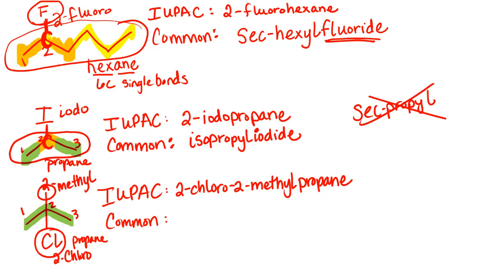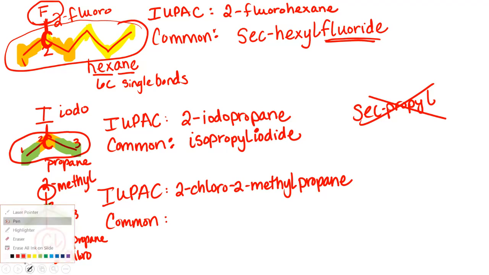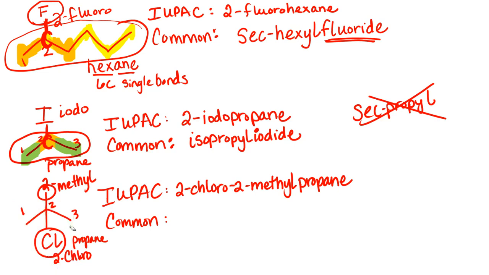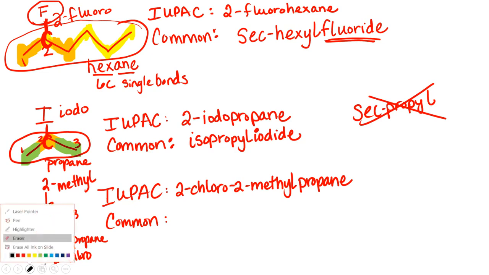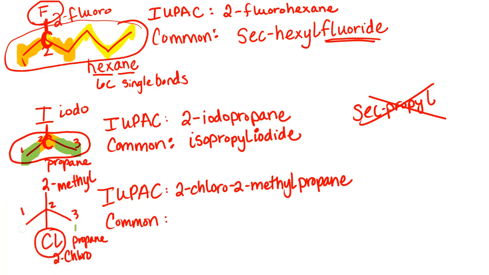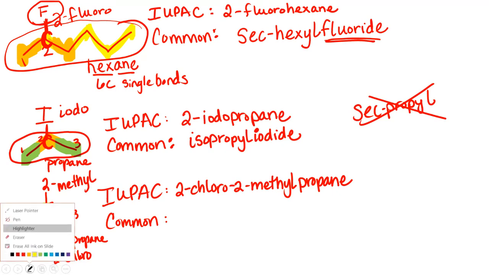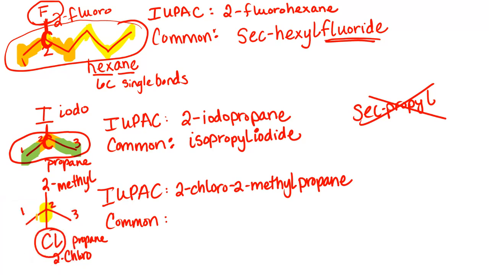Now, what about the common name? Well, I'm going to actually get rid of this branch because in this circle, it might confuse us when we're trying to tackle common naming. For common naming, we need to look at that alkyl group as a whole. And so we need to say to ourselves, well, here is our carbon of interest. What's going on for that carbon of interest? Well, it's actually attached to 1, 2, 3 other carbons.